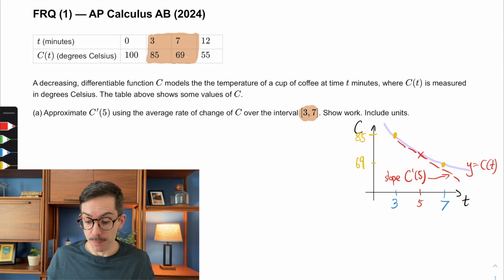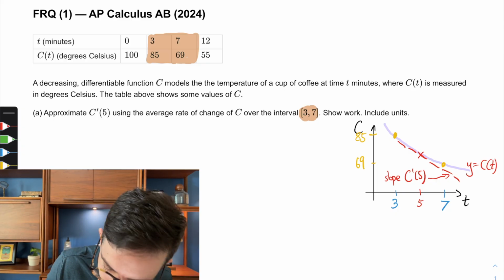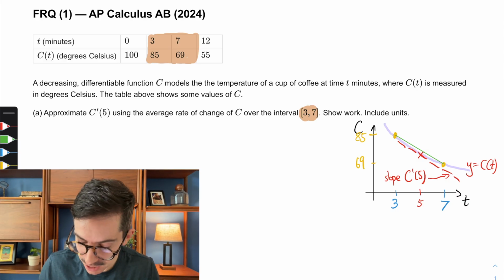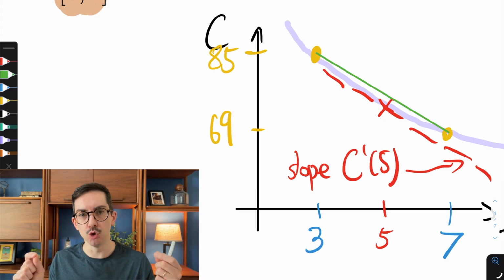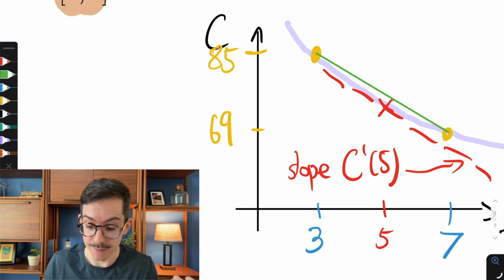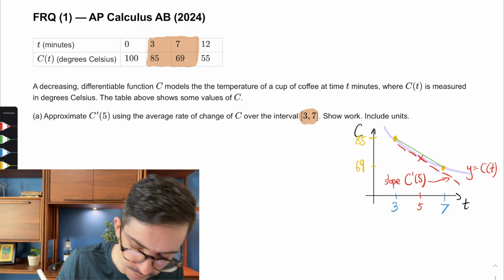Well, I can't figure it out, but what I can do is use the 2 data points on either side of it to form a secant line and come up with a pretty good approximation. You can see here if I zoom in, the green secant line I've drawn joining those 2 points is pretty parallel to the true tangent line at t equals 5. So if I can calculate the slope of that secant line using rise over run, that'll give me a good approximation, hopefully, of C prime of 5, the slope of the tangent line. That's all we're going to do to get full credit for this problem.